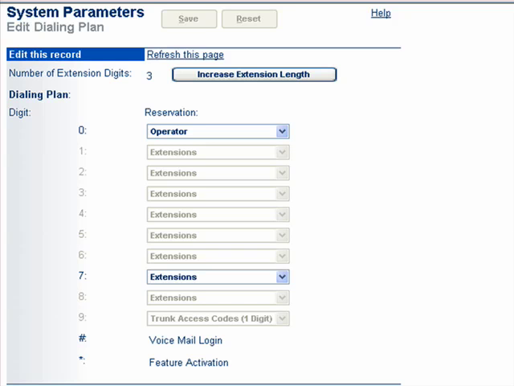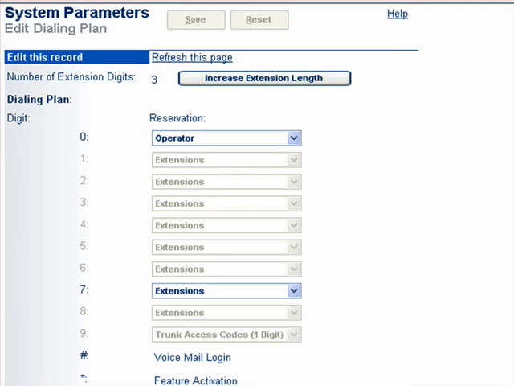But I can assure you of this: the single most important decision that you can make at the onset of a ShoreTel installation is the dialing plan. So the dialing plan is in fact part of system parameters. And what it enables us to do is to make very specific decisions about how our system is going to be set up with respect to the number of digits in our extension numbers and what the first digit we dial is an indication of.